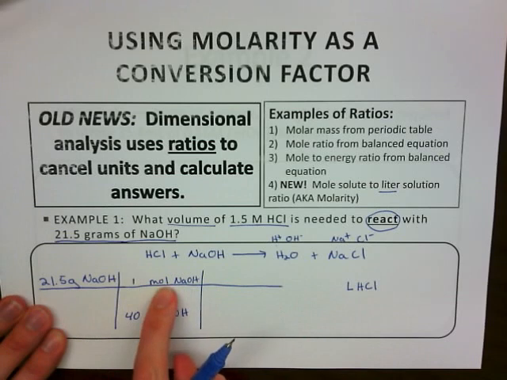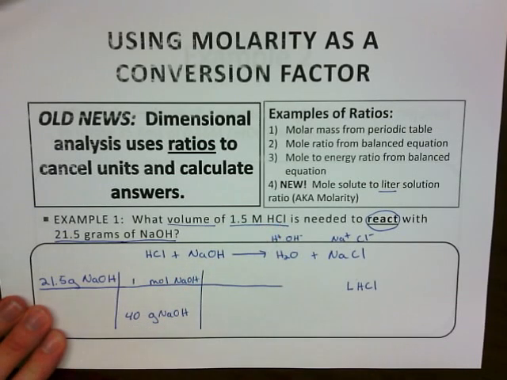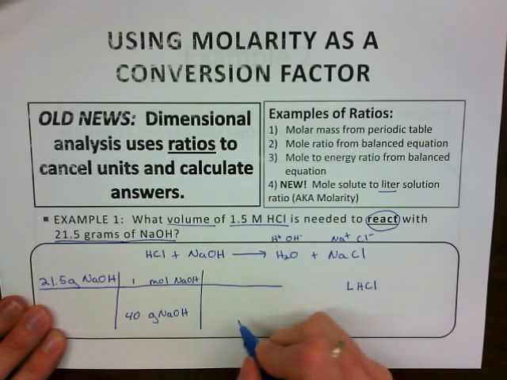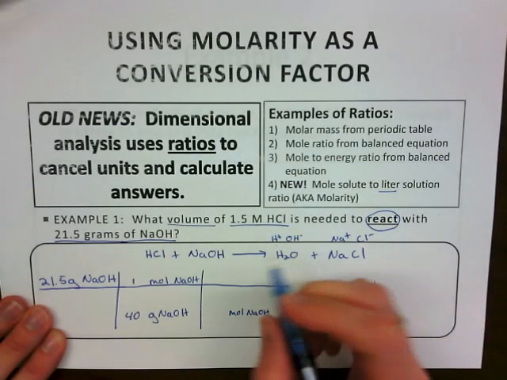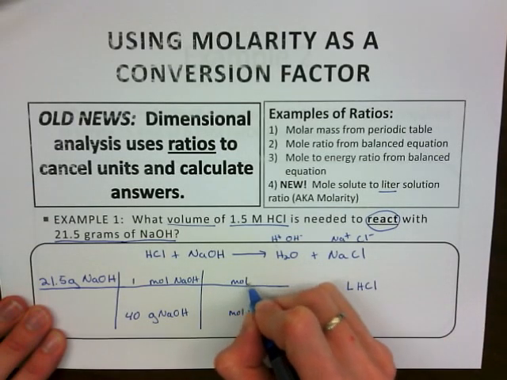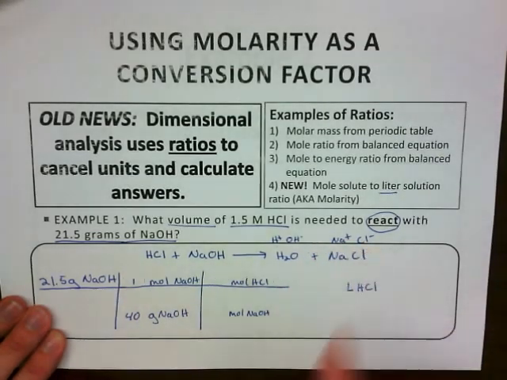Okay, now that I have moles of sodium hydroxide, I want moles of hydrochloric acid. See, I have hydrochloric acid over here. So I'm going to use a mole ratio from the balanced equation. The math is simple here. My balanced equation, I have 1 hydrochloric acid for every 1 sodium hydroxide.